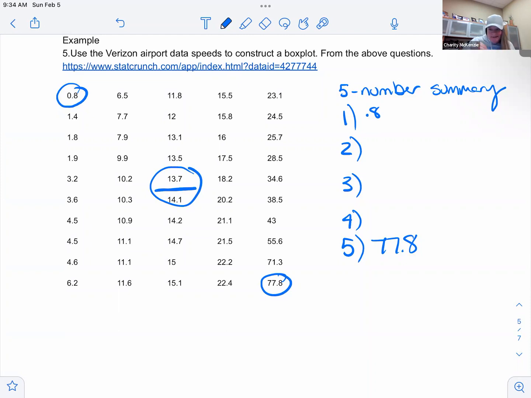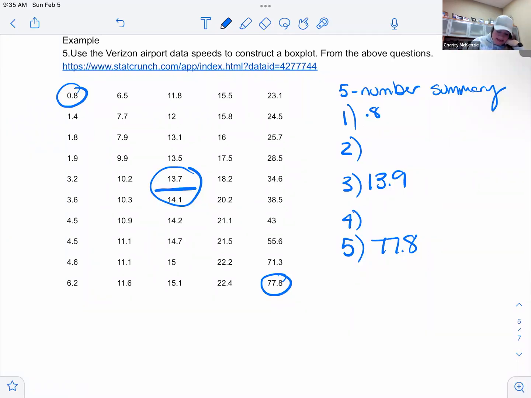So I have to do the median first. You just have to. So 37.7 plus 14.1, and I'm going to divide that by 2. And I'm going to get 13. Oops, that's the median. 13.9 is our median. Then the first quartile is halfway between the bottom two.